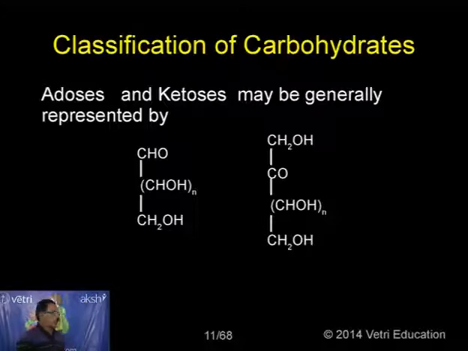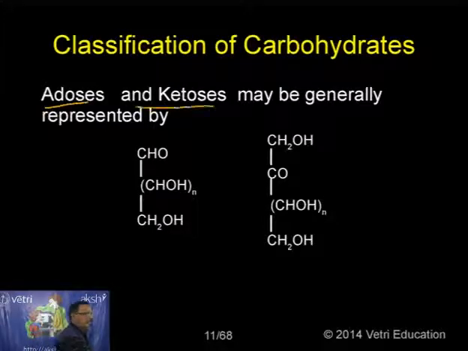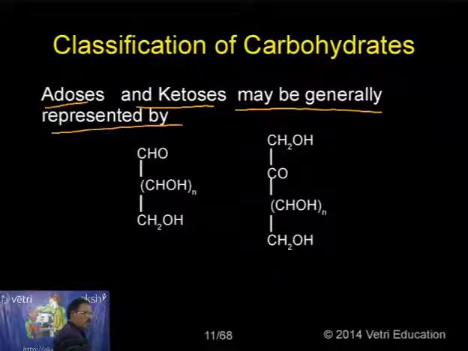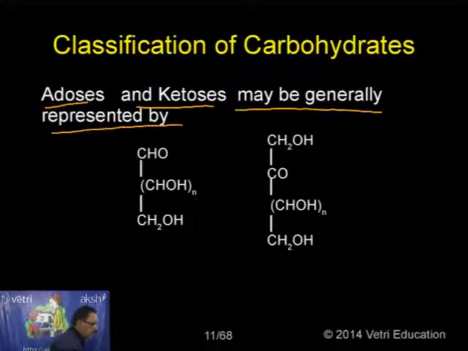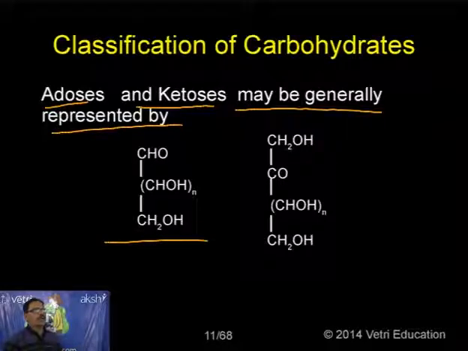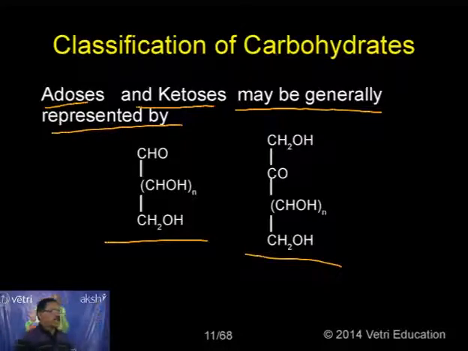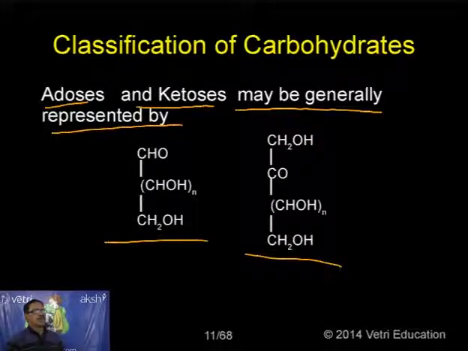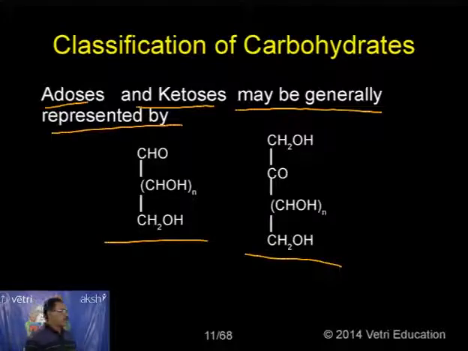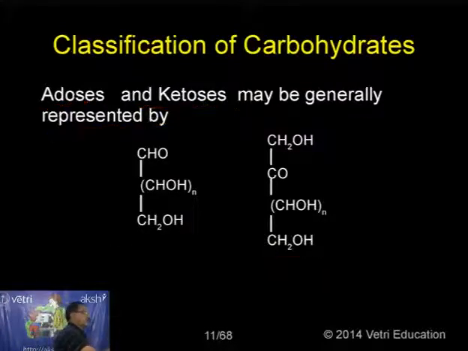So these aldoses and ketoses may be generally represented by the following formula. This is the aldose general formula: CHO, (CHOH) n times, CH2OH. N may be any number starting from 1 to 6. Then again, this is the general formula for the ketose. Again, N can be any number starting from 1 to 3 or 4. Now this is the most important information I want to give under the classification.